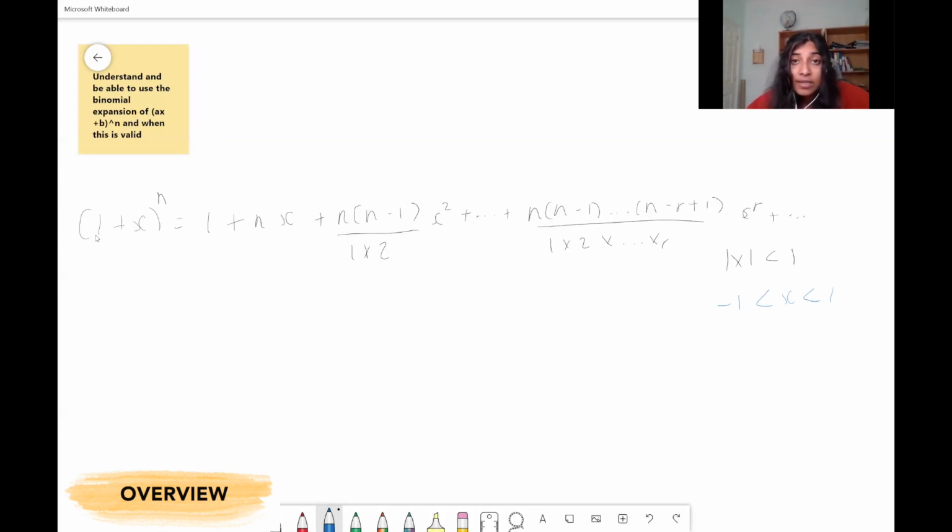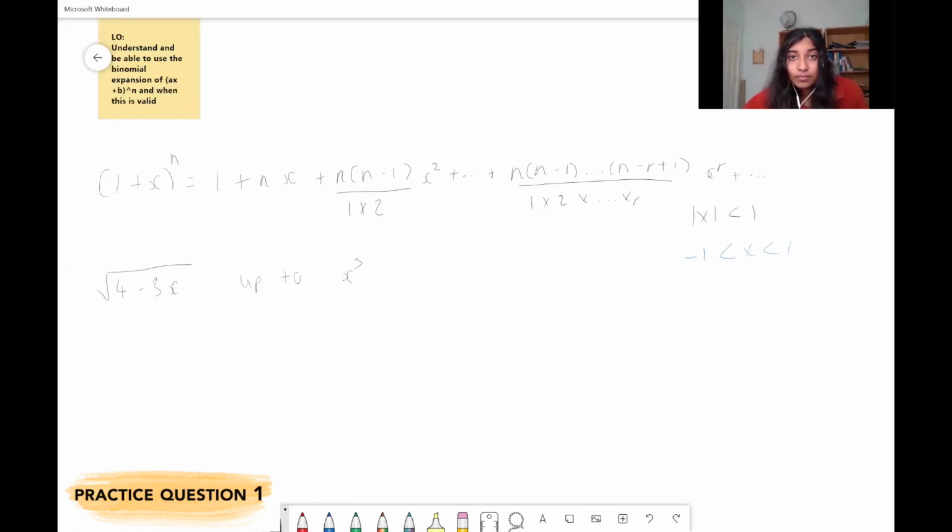So let's try an example next of how you can actually apply this formula. We have an example here, and we want to find the binomial expansion of the square root of 4 minus 3x up to x cubed. Remember, you can pause the video here and then try it out for yourself.